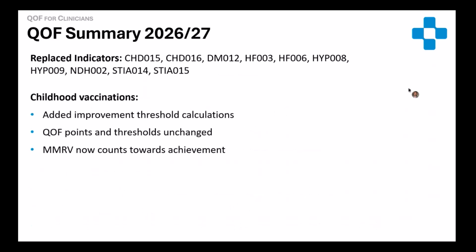And then the last slide for updates. So replaced indicators and childhood vaccinations. Firstly, a number of the indicators have been replaced this year, including the indicators that cover coronary heart disease, diabetes, heart failure, and stroke and TIA. So I won't list them all off. They are on the screen for you there.